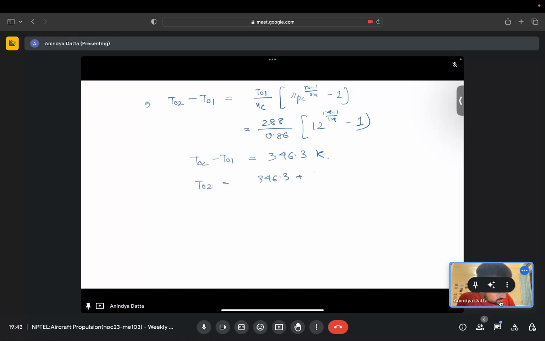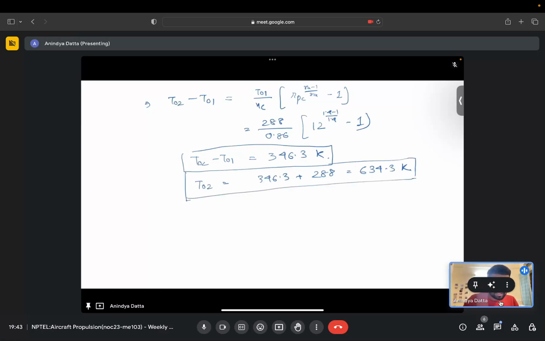And T02 will come out as 288 plus 346.3, which is 634.3 Kelvin. So this is our temperature at the exit of the compressor. The process that we followed, we have done many similar problems on this: given the inlet conditions, inlet temperature, pressure ratio of the compressor and compressor isentropic efficiency, we are computing the compressor exit temperature.